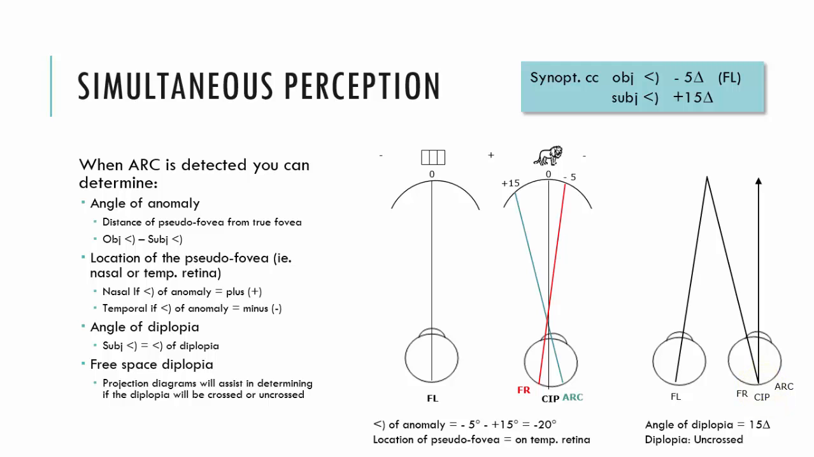In terms of the angle of diplopia, well, it always relates to the subjective angle. The second image and how far apart it is will relate to the subjective angle, which is in this instance 15 prism diopters. So from this assessment, we're able to say that the angle of anomaly, the distance between the fovea and the pseudofovea, is 20 prism diopters. The pseudofovea is located on the temporal retina. The patient will have uncrossed diplopia, and the angle of diplopia is 15 prism diopters. Much more information than other tests that assess retinal correspondence.